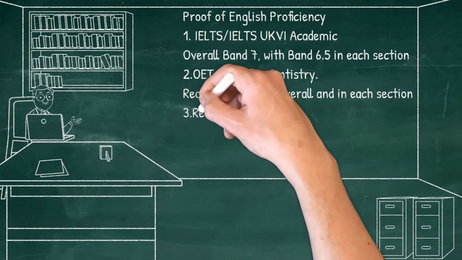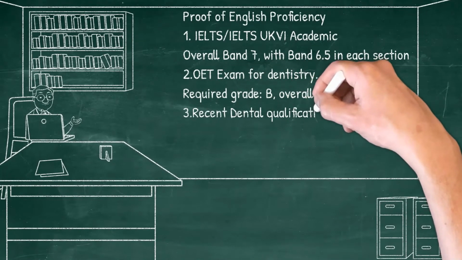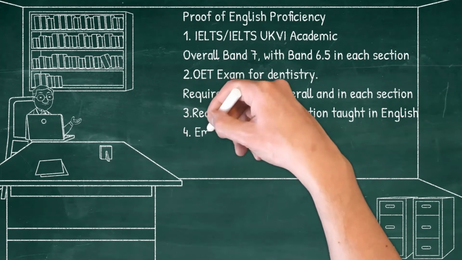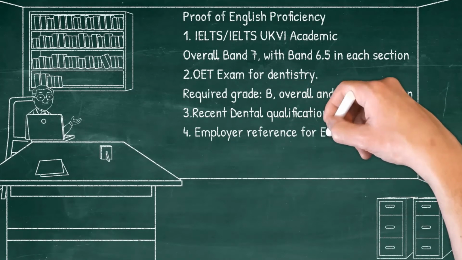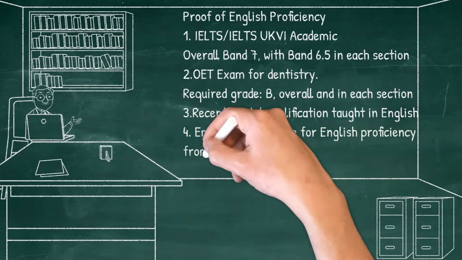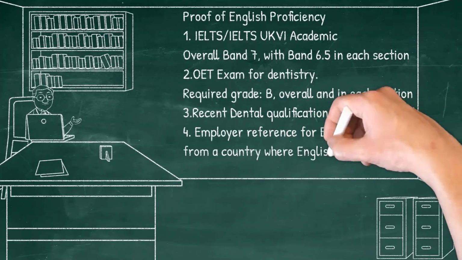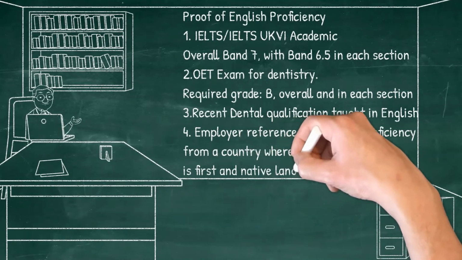Another option is a recent dental qualification that has been taught and examined in English. For that, you have to get a transcript made from the institution where you completed your degree. In that transcript, you have to mention that your entire course was taught in English. You can also provide recent experience of practicing in a country where the first and native language is English.